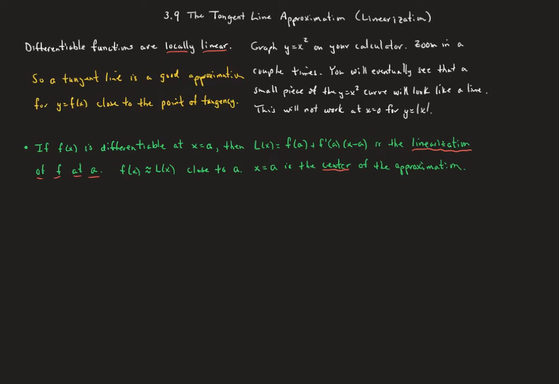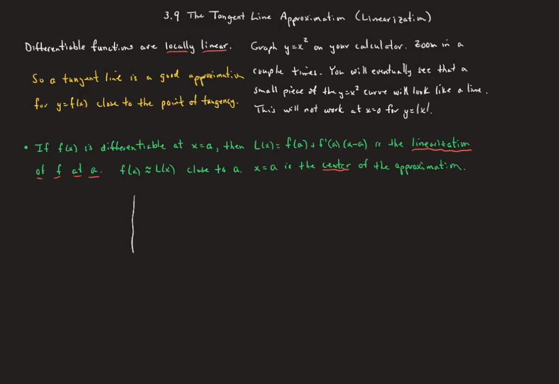We're going to talk about section 3.9 in our book, which our book calls the tangent line approximation, and which is also known as the linearization of f. So we say that differentiable functions are locally linear. That's an important idea in AP Calculus. What that means, if you graph, you can see an example of it.